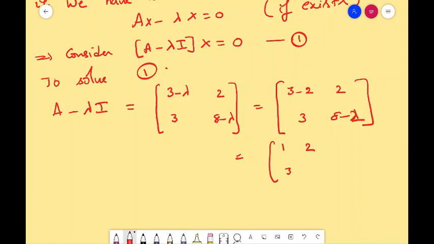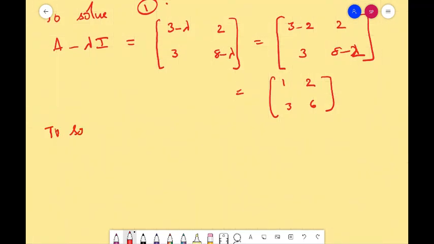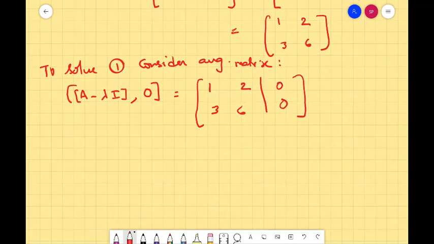which is 1, 2, 3, and then 6. Now to solve, consider the augmented matrix of A minus lambda I with 0. So you have A minus lambda I is 1, 2, 3, 6, 0, 0, and reduce it to echelon form.